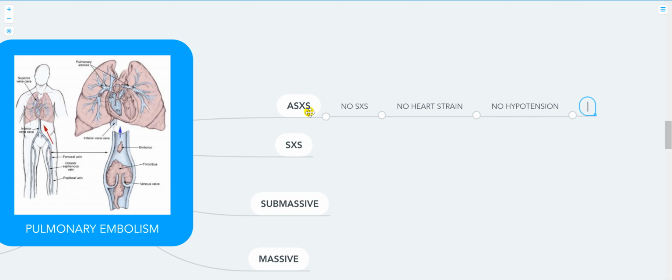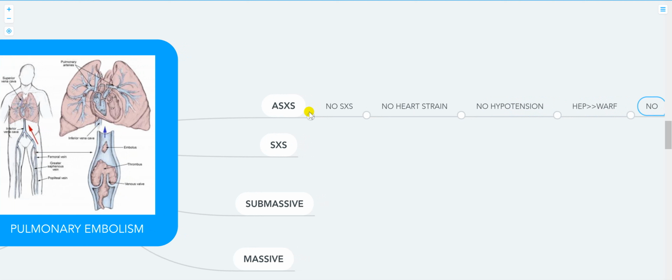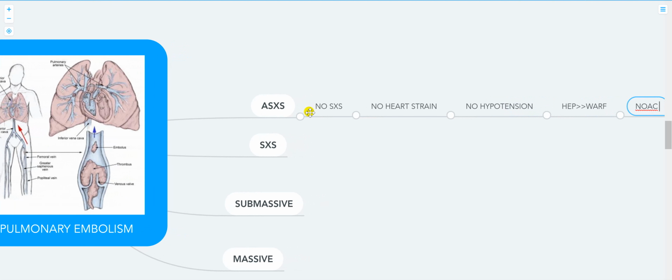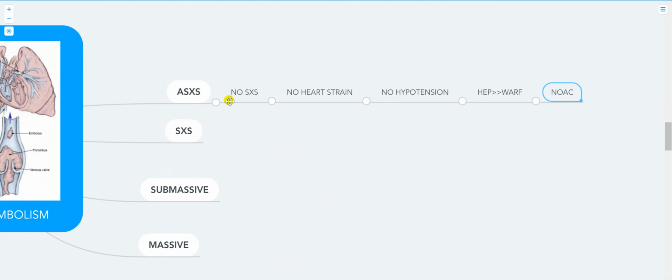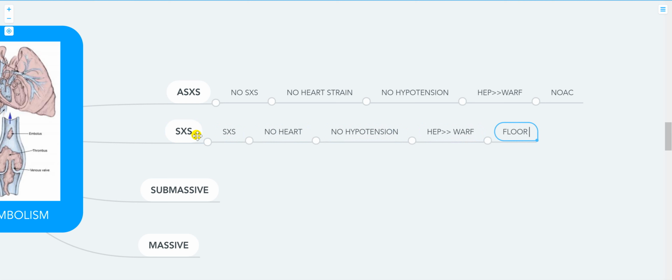For the treatment, we do heparin to warfarin, and you can even use a novel oral anticoagulant, okay? And usually it's a home thing. You just do it at home. For symptomatic, you will find symptoms, but no heart strain and no hypotension. You treat it with heparin, warfarin, and usually they stay on the floor, okay? We monitor the INR and everything.